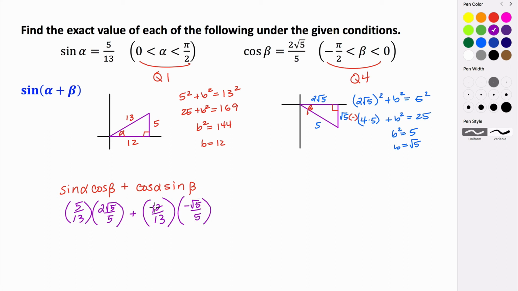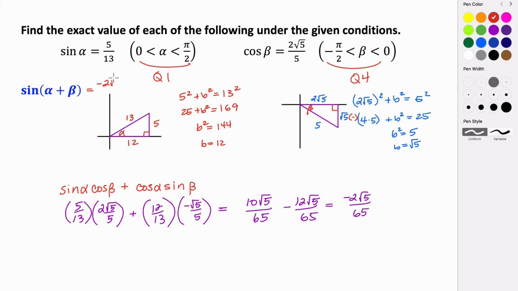Now we're going to take these products and simplify. 5 times 2 rad 5 is 10 rad 5, and 13 times 5 is 65. 12 times negative rad 5 is negative 12 rad 5, and our denominator is the same. So we have a common denominator, and we can put these together, and we get negative 2 rad 5 over 65. So this value here is what the sine of alpha plus beta is.